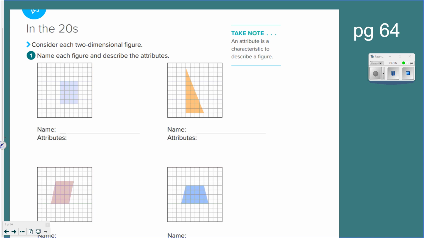So if I start on this first one, the one that's in kind of light blue, what would we call that shape? A rectangle. Why wouldn't I call it a square? Because the sides aren't even. So what are the attributes? In other words, what about that shape makes it a rectangle?